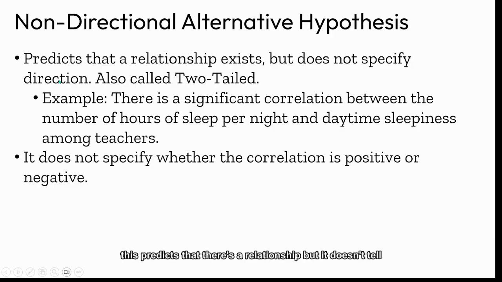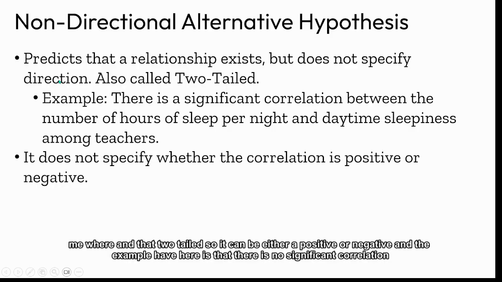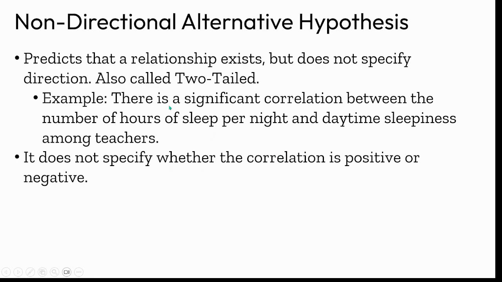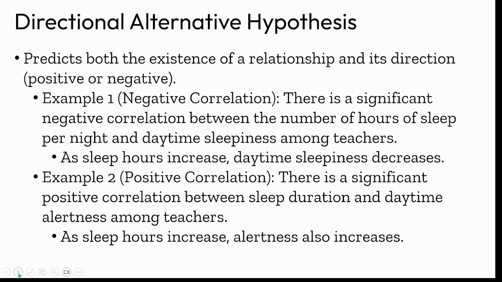So here's an example in a correlational study with a non-directional alternative. So this predicts that there's a relationship, but it doesn't tell me where, and that's two-tailed. So it could be either a positive or a negative. And the example I have here is that there's no significant correlation, and I'm not specifying whether that correlation is positive or negative. Okay, so there's just a correlation.